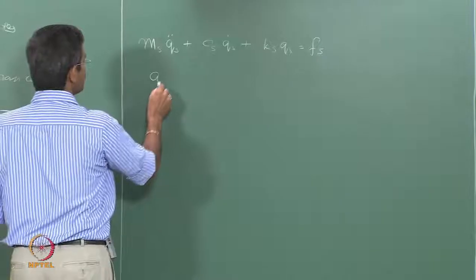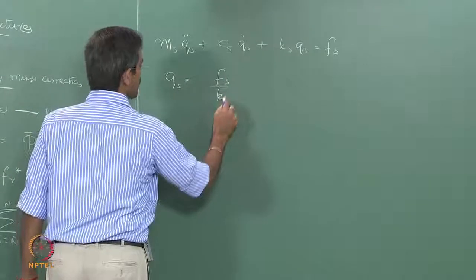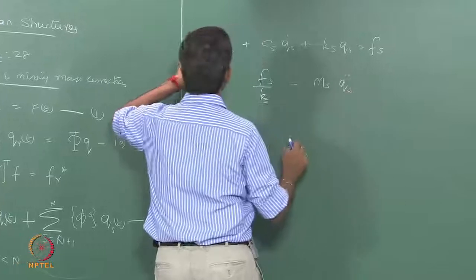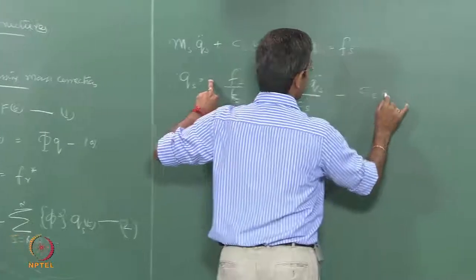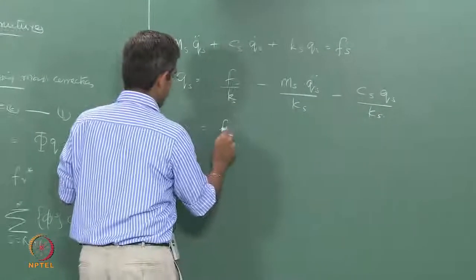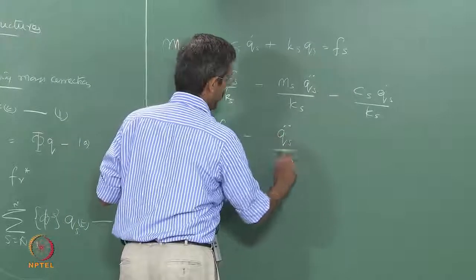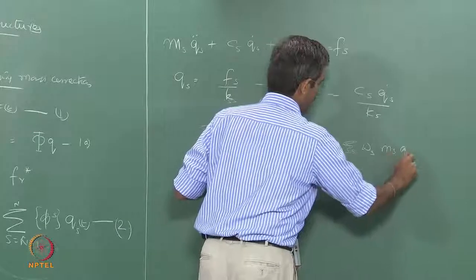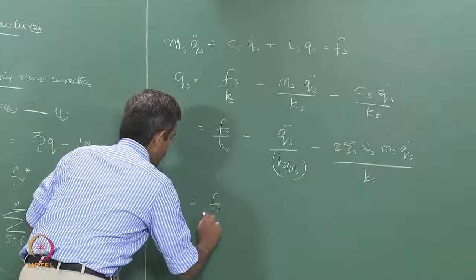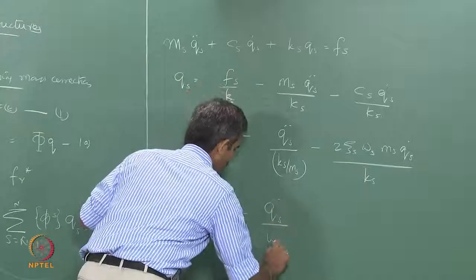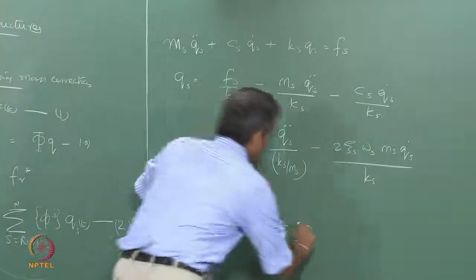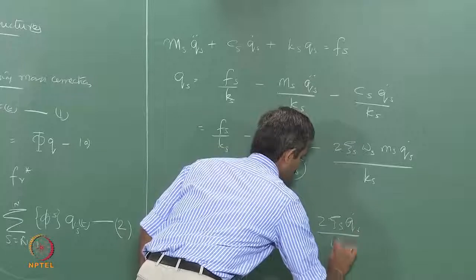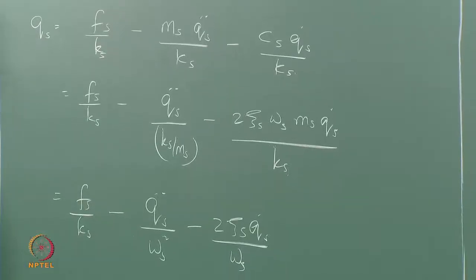I can find Qs as Fs by Ks minus Ms Qs double dot by Ks minus Cs Qs dot by Ks, which can be Fs by Ks minus Qs double dot by Ks by Ms minus 2 zeta s omega s Ms Qs dot by Ks, which can be Fs by Ks minus Qs double dot by omega s square minus, since k by ms is omega square, omega by omega goes away, 2 zeta s Qs dot by omega s, which we had in the last equation also.